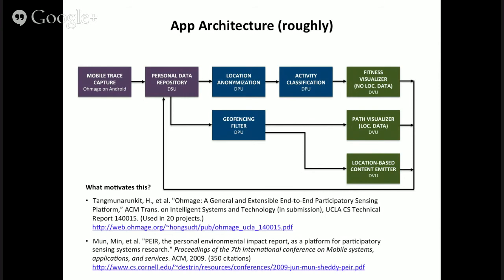And then also a participatory sensing application called the Personal Environmental Impact Report that actually follows a similar, an analogous version of this processing chain, but to generate different kinds of data.